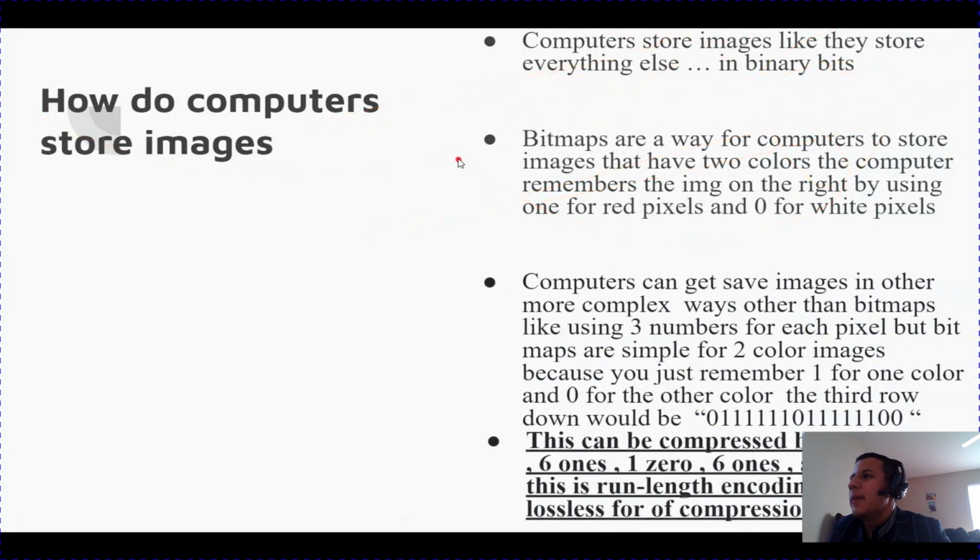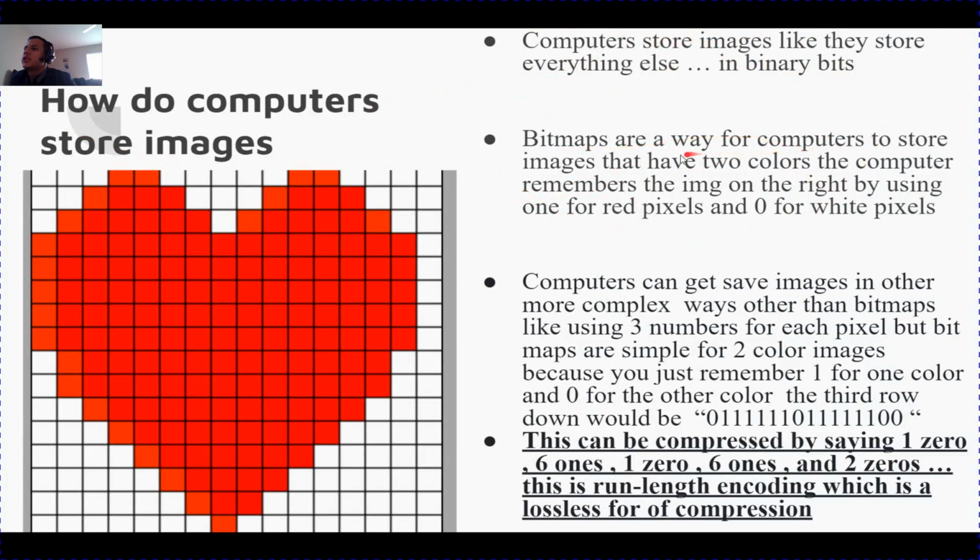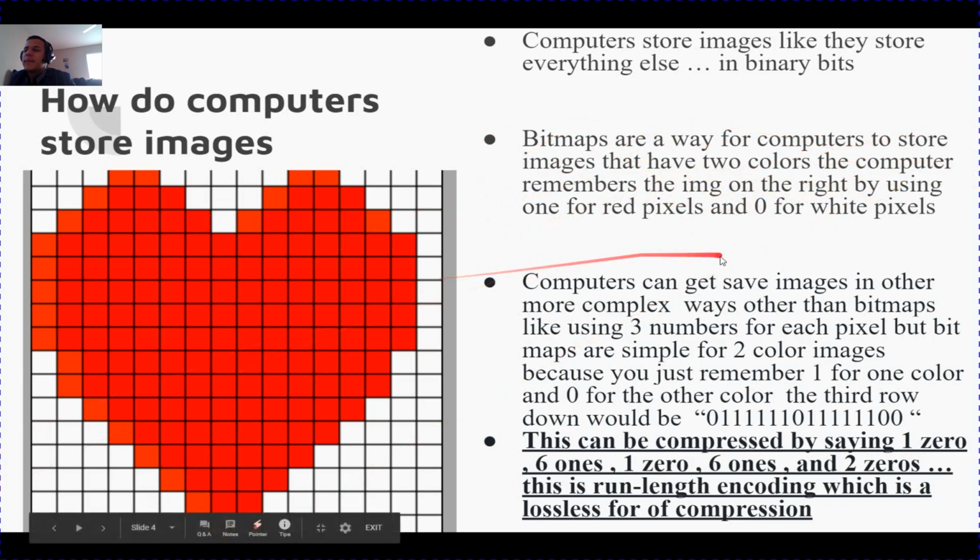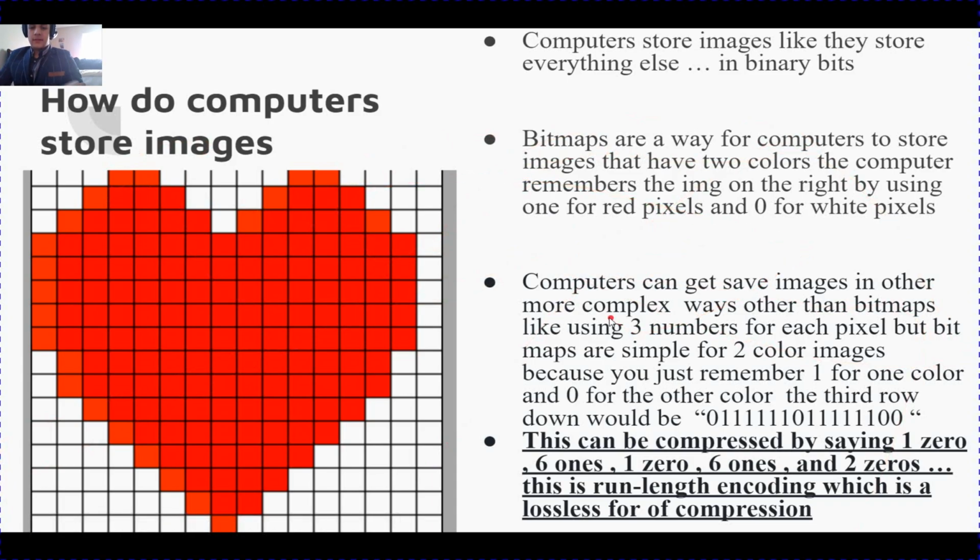Bitmaps are a way for computers to store images that have two colors, like this particular image here. A computer remembers that, for example in the image on the right, it saves a 1 for red pixels and a 0 for white pixels. Bitmaps aren't the most complicated of images, they're like low quality icons. They're good for icons and stuff.